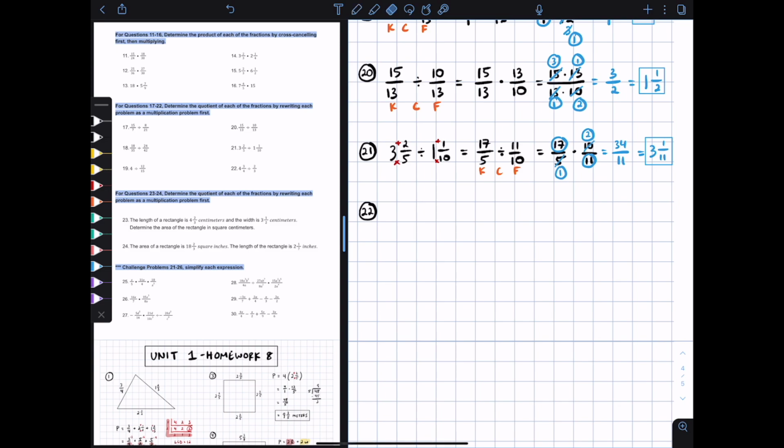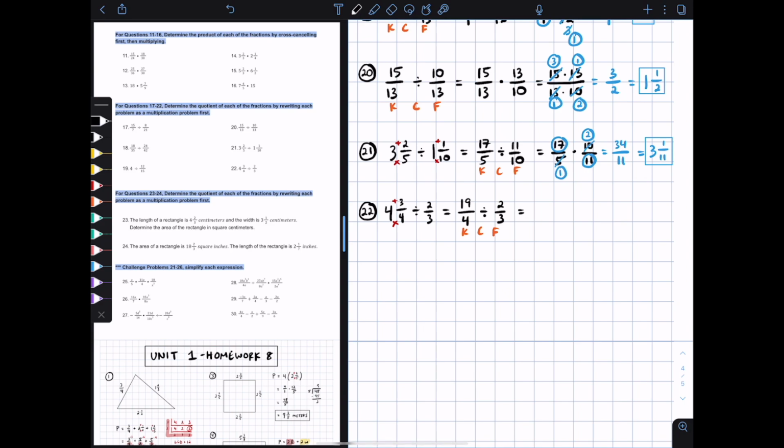22 looks like we would have 4 3/4 divided by 2/3. And so let's rewrite this as some improper fraction. So 4 times 4 is 16, plus 3 is going to be 19. So that'll be 19 over 4. And let's divide that by the other fraction of 2/3. Wait, we don't have to do anything. That's already a proper fraction. All right, cool. So we're going to keep this, change this, flip this.